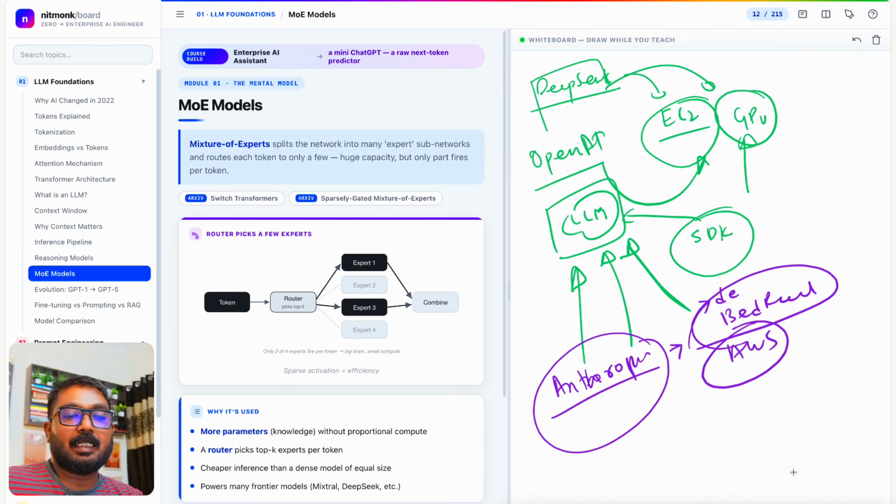What is the difference? If you ask Abhishek, what is the difference between hosting these models on our platform, on our servers, on our machines, and using them directly?